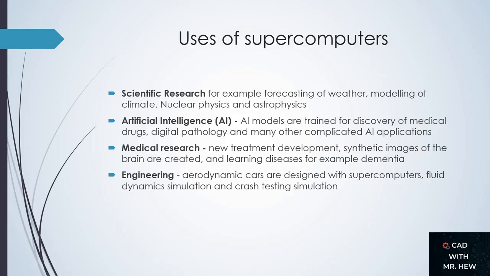Uses of supercomputers. So, supercomputers are used for scientific research, for example, the forecasting of weather, the modeling of climate, and also in nuclear physics or astrophysics. It's also used for artificial intelligence, AI. So AI models are trained for discovery of medical drugs, digital pathology, and many other complicated AI applications.